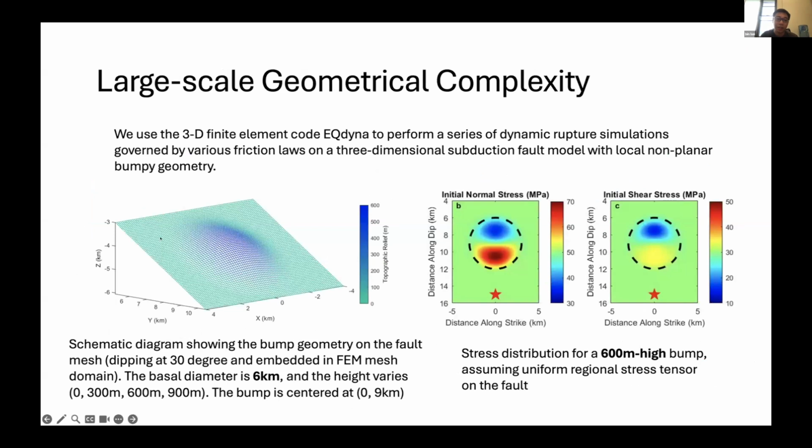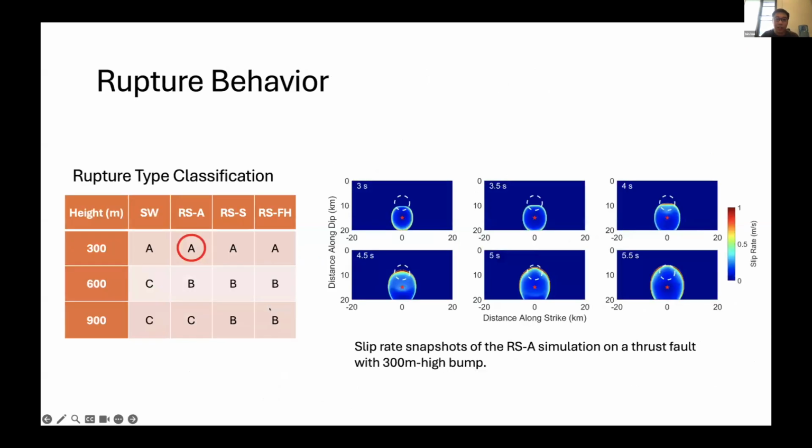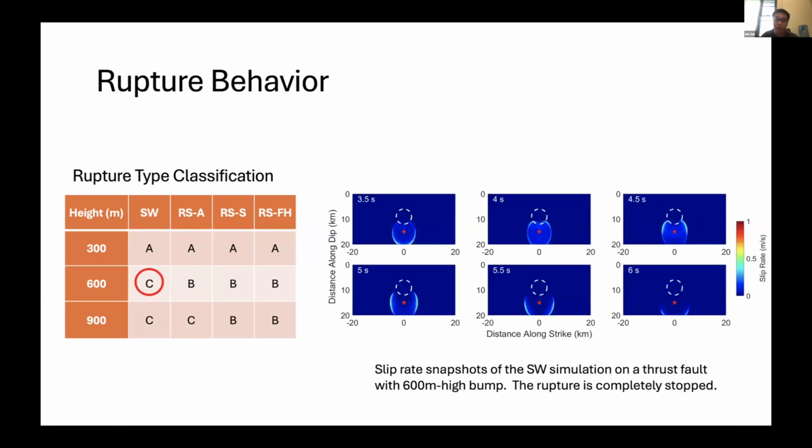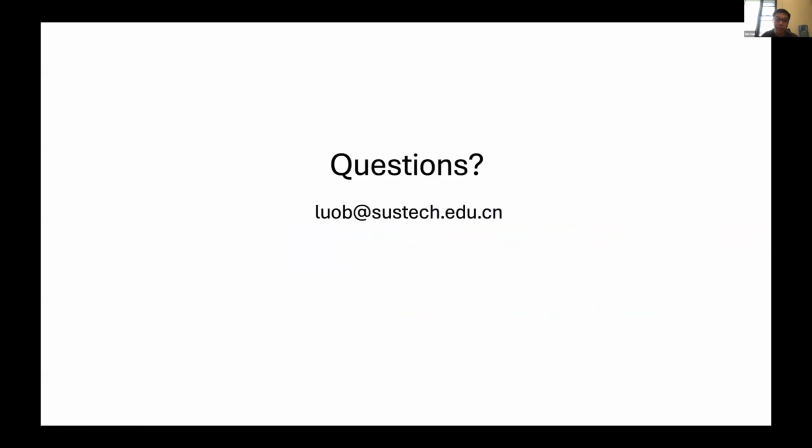So this is some of the details of the paper. I guess I will just skip most of it, because if you are interested, you can contact me or refer to my paper. It's all about how different kinds of friction will control the behavior of the process of the faulting, and also when there's a bump on the fault, which is kind of irregular geometry of the fault surface. So I have some of the results here. Yes, I'll just skip here.